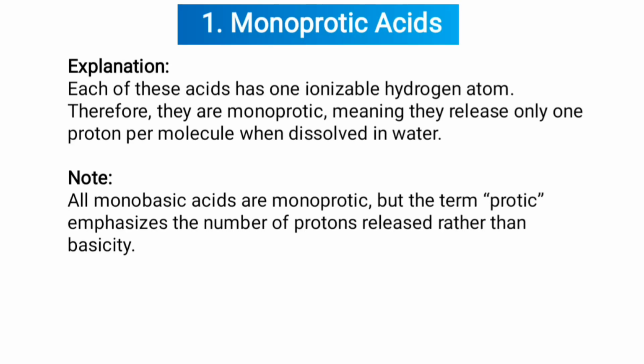Explanation: each of these acids has one ionizable hydrogen atom, therefore they are monoprotic, meaning they release only one proton per molecule when dissolved in water. Also note that, my dear student, all monobasic acids are monoprotic, but the term protic emphasizes the number of protons released rather than viscosity.